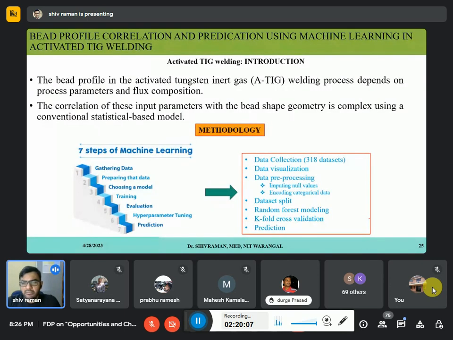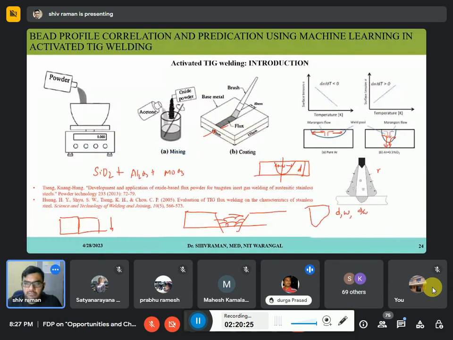So what we did, we followed the 7 steps of machine learning. We collected 300 data sets. We visualized. Sir, in this process, arc is submerged inside the flux. No, it's not submerged arc. Okay.